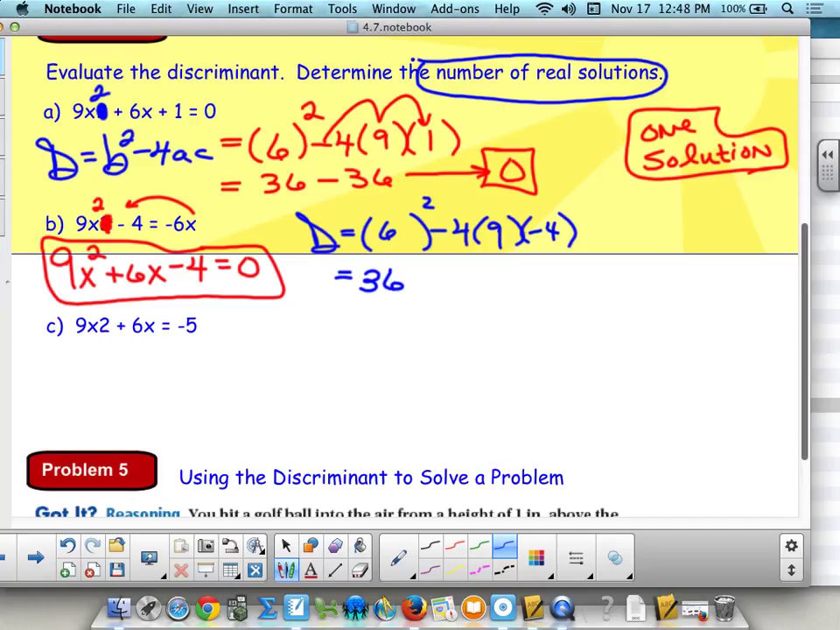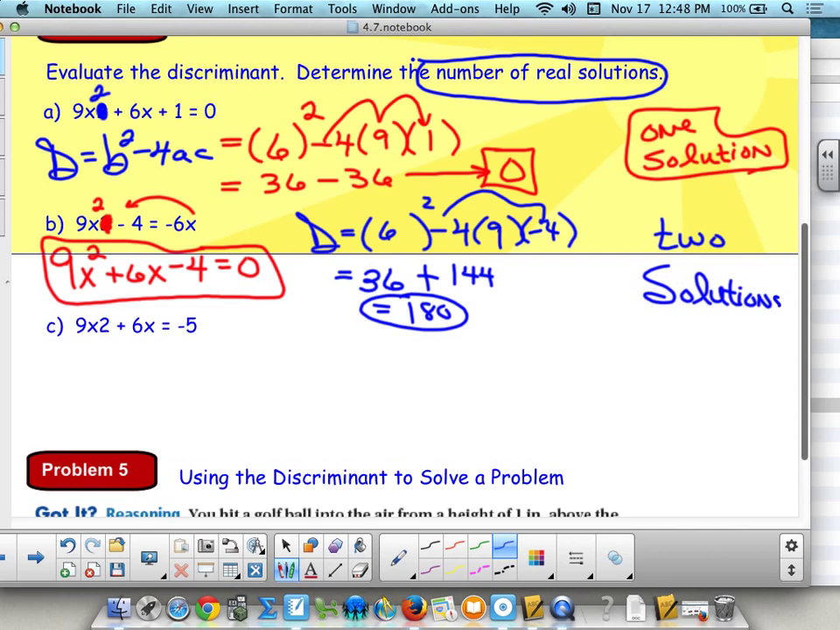Negative times negative, positive. 4 times 9 times 4 is 144. I got 144. Final answer? Discriminant 180, which is positive. All you care about is positive, negative, or 0. That's positive. What are you going to say? 2 solutions. That's all you got to say. I don't care what they are, I just want to know how many there are.